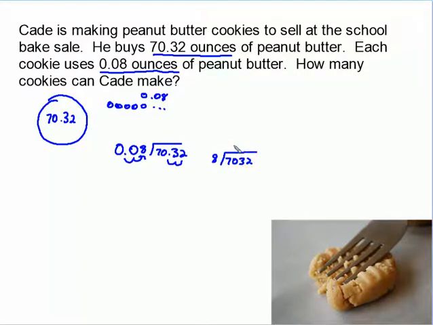7,032. How many times does 8 go into 70? It goes 8 times. That leaves us with 63. Hey, we've seen this problem before. 7 times 8 is 56. We borrow 1 from here. That leaves us with 13. 13 minus 6 is 7. And we bring down our 2. 8 times 9 is 72. And we're done. He can make 879 cookies.